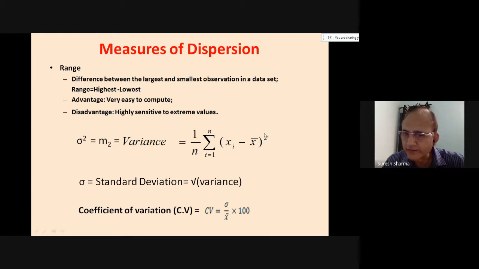If power becomes 3, then this is called third order moment. And if power becomes 4, then this is called fourth order moment. And these moments, second order, third order, fourth order moments, are helpful in computation of skewness and kurtosis, which I will discuss next.